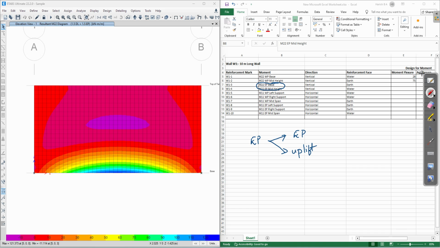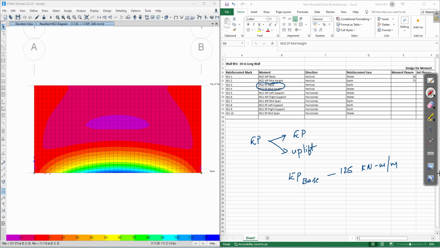Okay. So at the base it is 120. So first I will, it is earth pressure base. It is 120, 125. It is almost 125. So it is kilonewton meter per meter. So this is the moment value per meter width.